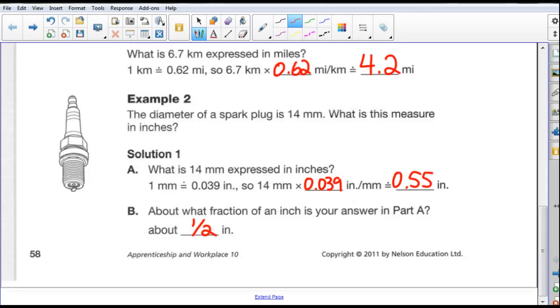Okay, so that's all the prep I think you need for converting metric to imperial or SI to imperial, so go ahead and start with the practice.